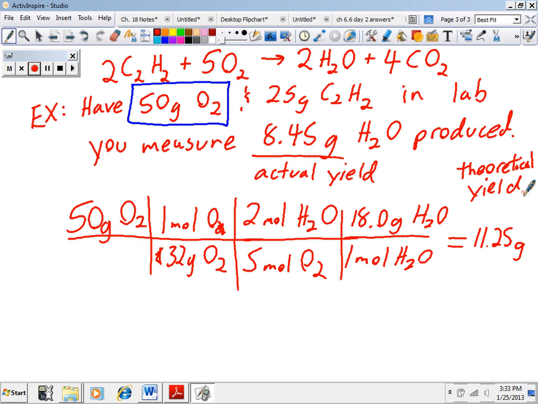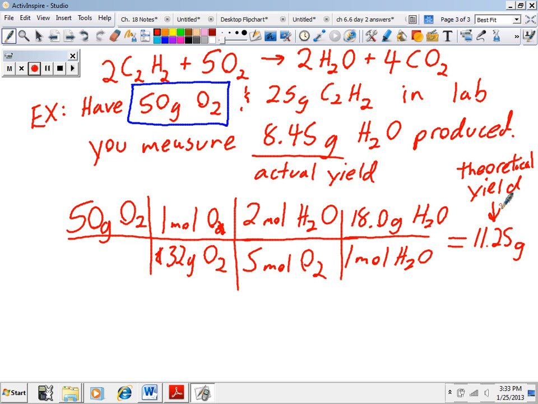because it was calculated by us using stoichiometry. Okay, that is the yield that you would get if all things in the lab were perfect, if the reaction happened perfectly, if all of your O2 was reacted, if all of your C2H2 was reacted, if everything happened perfectly, you get 11.25 grams. In our lab, obviously, everything didn't happen perfectly, and it never happens perfectly. Okay, if it did, you would have 100% yield, but it doesn't.